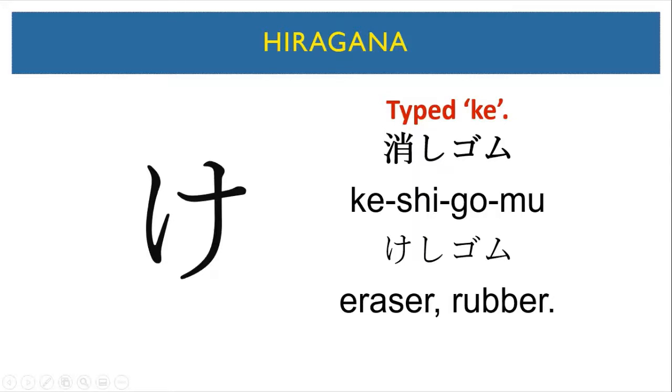ゴム in katakana? Yeah. Being borrowed from a foreign language and written in katakana rather than hiragana. Okay, because it is in katakana, this is borrowed from a foreign word. So, keshigomu. You can see in just this word, you will find a kanji, hiragana, and katakana. So, all 3 are put in just one word.